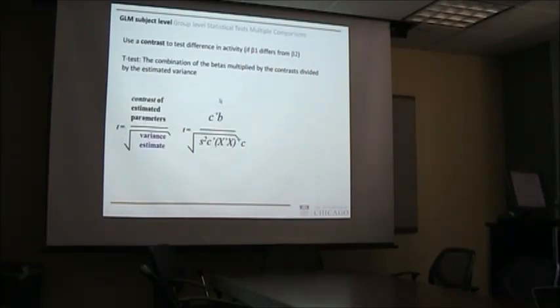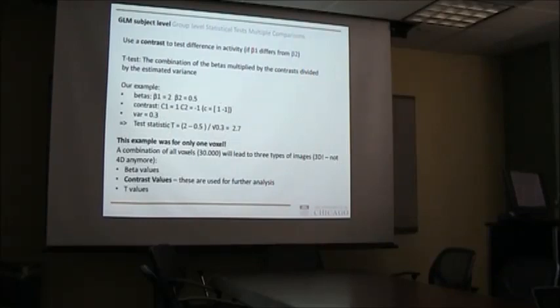So in this example, we have these beta values 2 and 0.5. This one refers to the beta value related to the model for faces. This is the beta value related to the model for houses. You use a certain contrast, and the contrast is just a weighting of the beta values. In this case, you would use a 1 for the first beta value and a -1 for the second beta value. Often this is represented as a contrast of 1 -1.